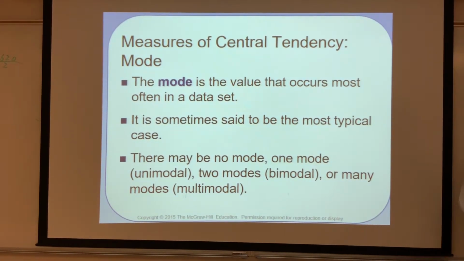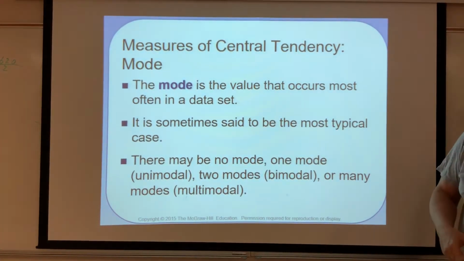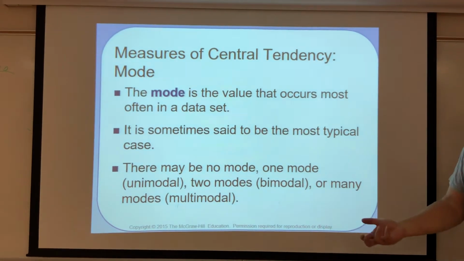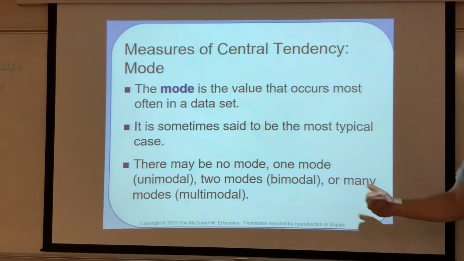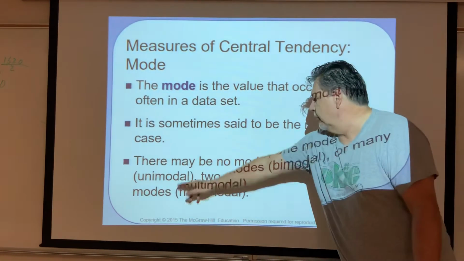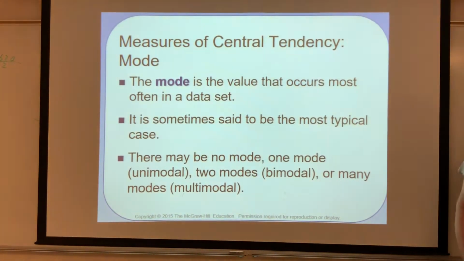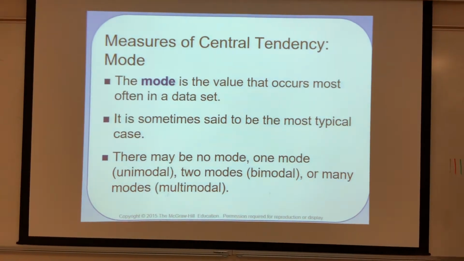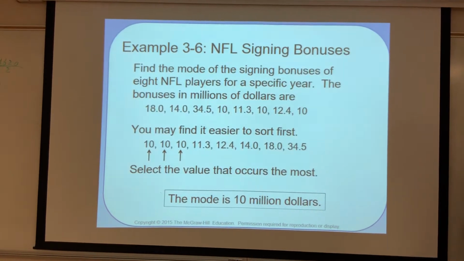Usually what we call a data set that has 1 mode is a unimodal data set or distribution. If it's got 2 distinct modes, it's called a bimodal distribution, and if it has more than 2, then we call that a multimodal distribution. And here we go, unimodal, bimodal, and multimodal. That just means 1, 2, or more than 2. Pretty easy stuff.